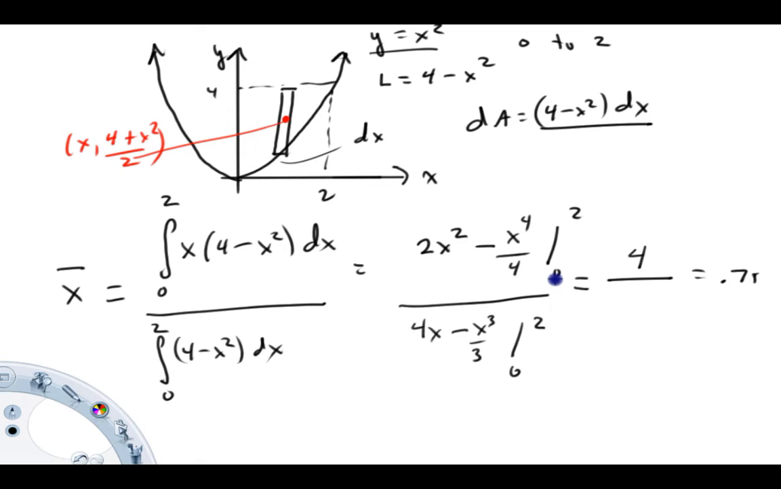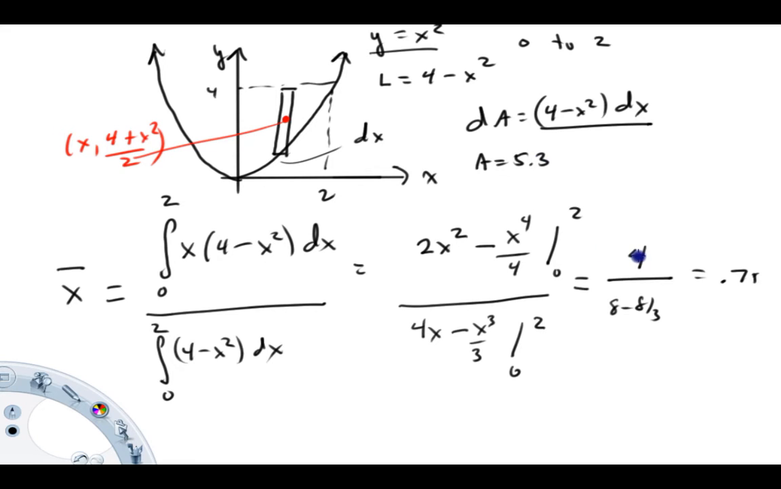And then what do we get on the bottom? 8 minus 8 thirds. What's 8 minus 8 thirds? Just give me a decimal. What's that come out to be? Okay. So the area is 5.3, and the reason I had you calculate is we're going to need it for the y-bar calculation. So then we don't have to work out the integral again.